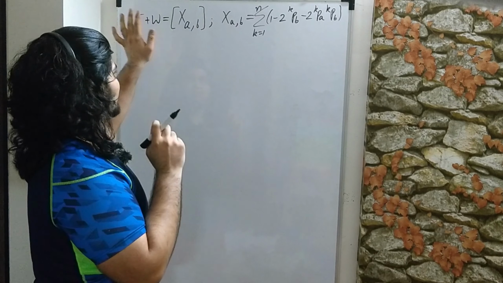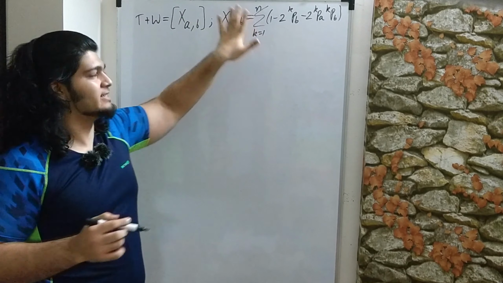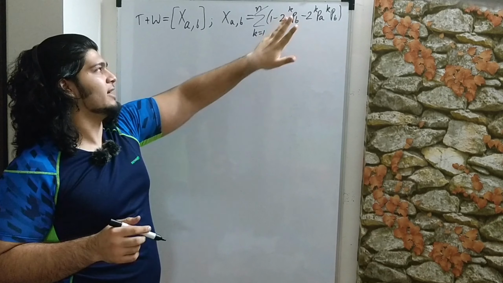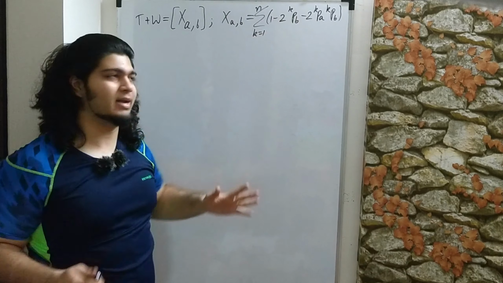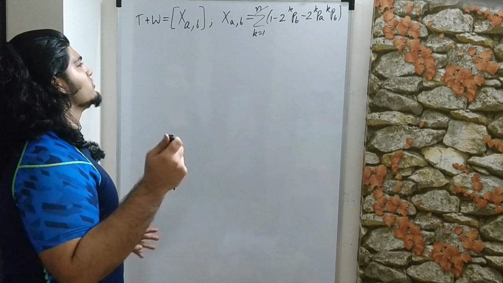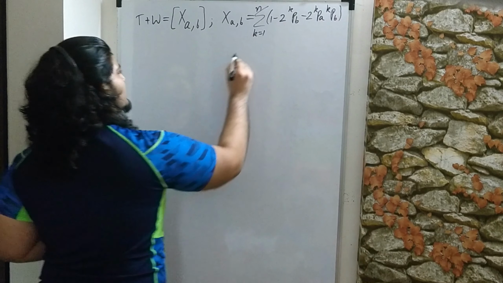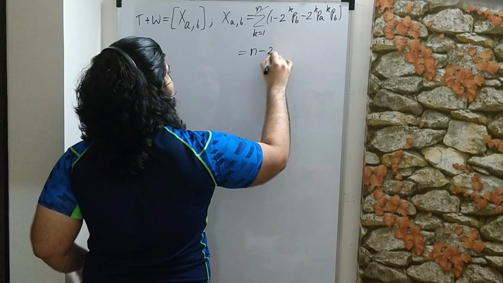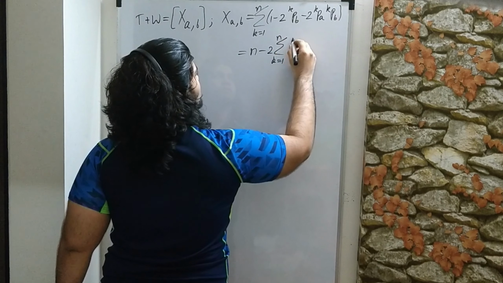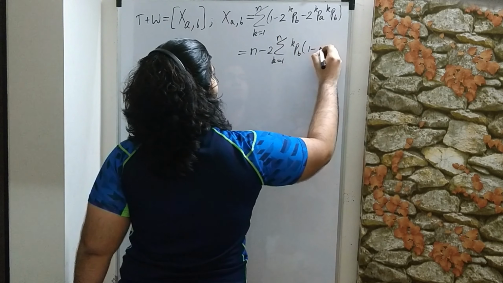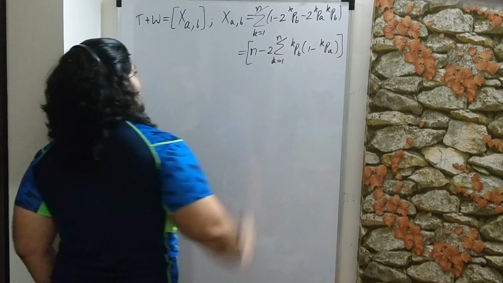So T plus W is equal to the matrix containing XAB, such that XAB is equal to this. And of course we know the value for KPB and KPA for all values of K and A and B. So this is a completely complete answer. And we can also write this as n minus 2 sum k equals 1 to n of KPB times 1 minus KPA. So that is our final answer.